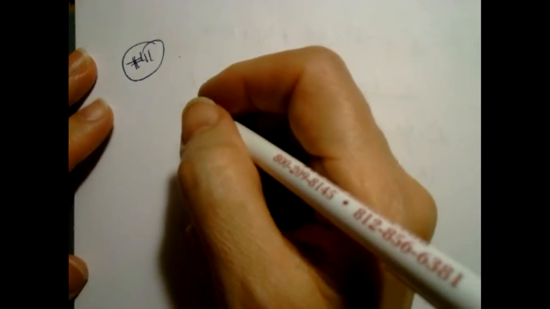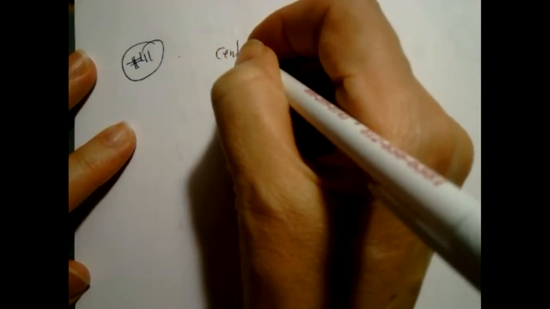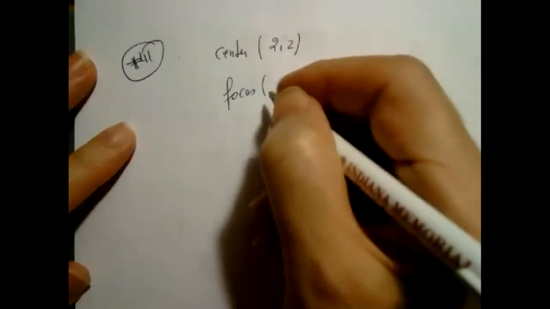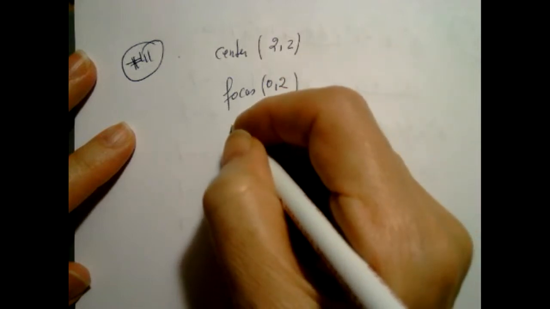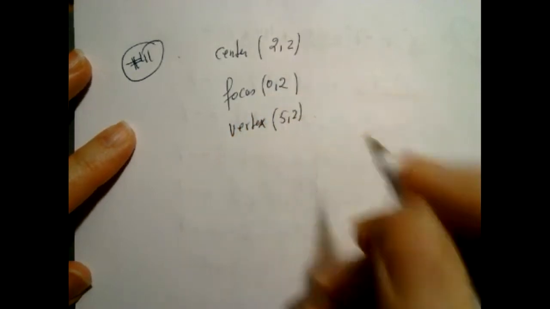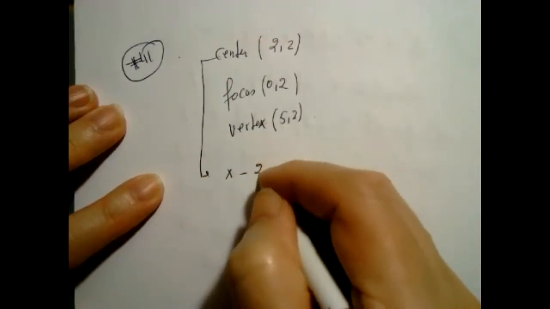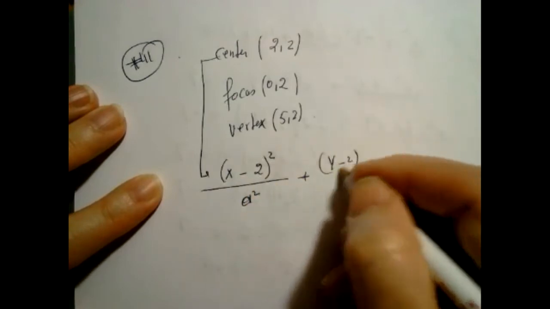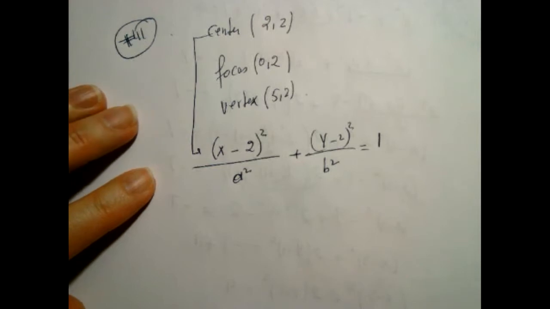41 is what? Find the equation of the ellipse. So we have to find the equation with a center at 2, 2. That's the center. And the focus is 0, 2. And finally, what else they give us? Vertex is 5, 2. Okay. So the equation is, since this is the center, x minus 2 square divided by a square plus y minus 2 square divided by b square equal to 1. And the question is, we need to find the a and the b. Okay, that's to find the equation.